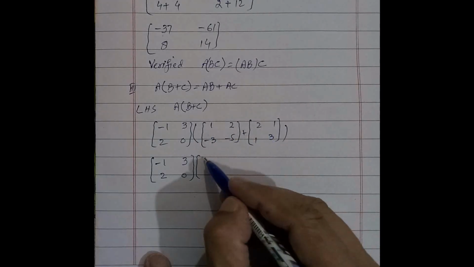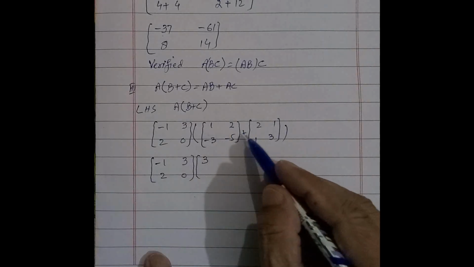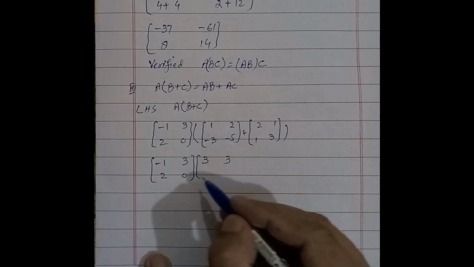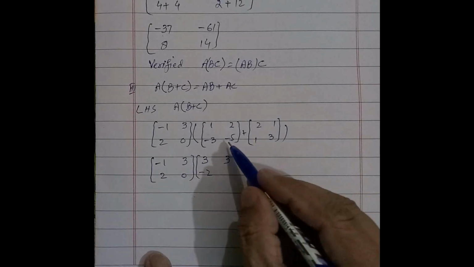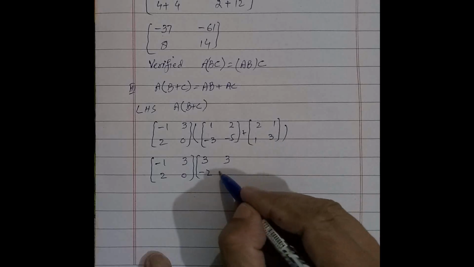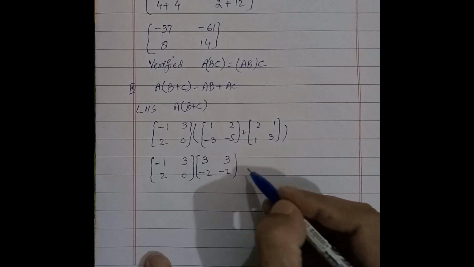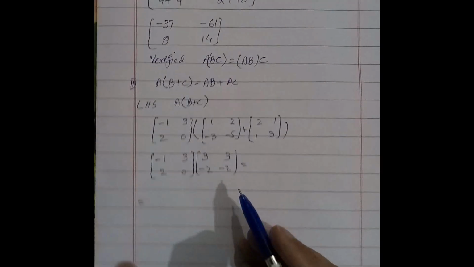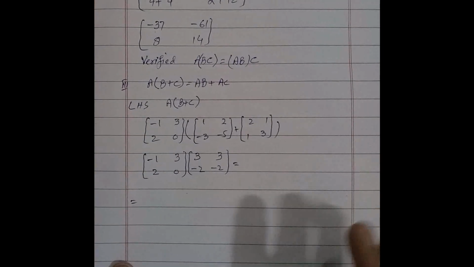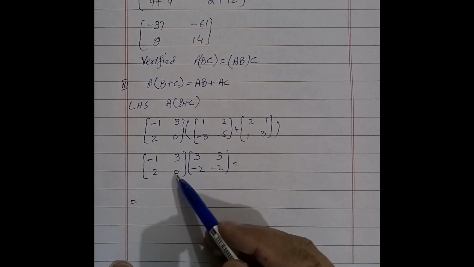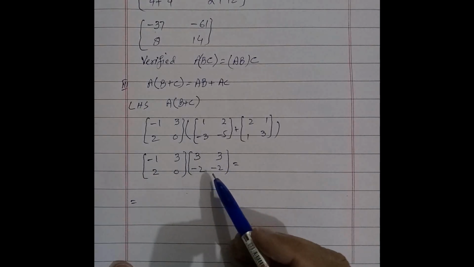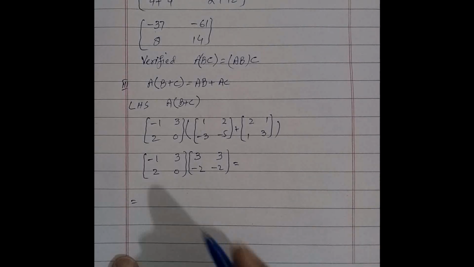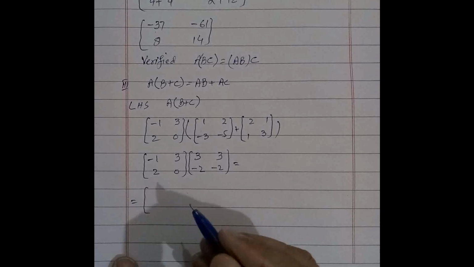1 plus 2 is equal to 3, 2 plus 1 is equal to 3, -3 plus 1 is equal to -2, -5 plus 3 is equal to -2. Now we multiply these two matrices and we confirm it. The first matrix's two columns and the second matrix's two rows are equal, so they are conformable for multiplication. And now we multiply them.